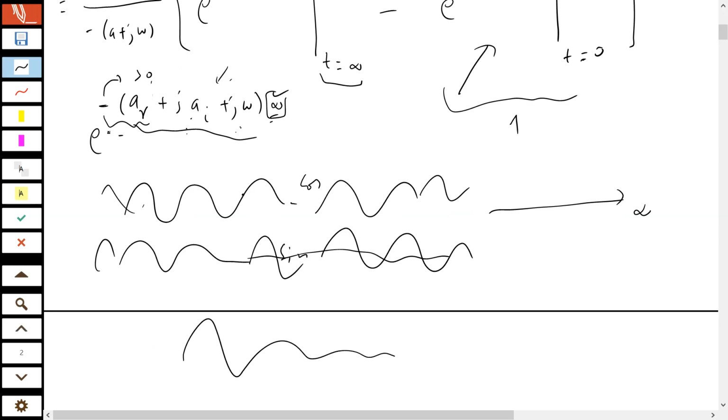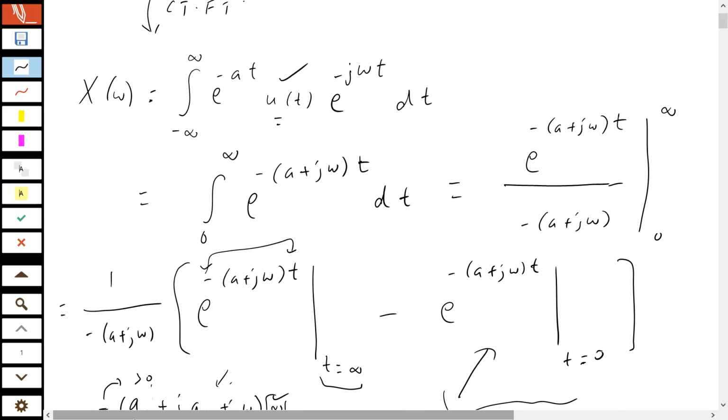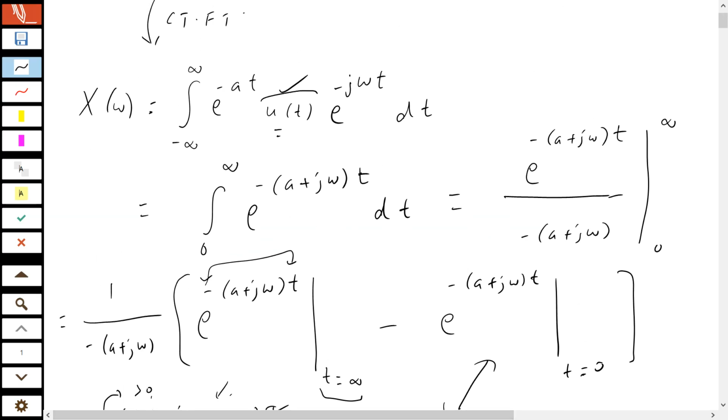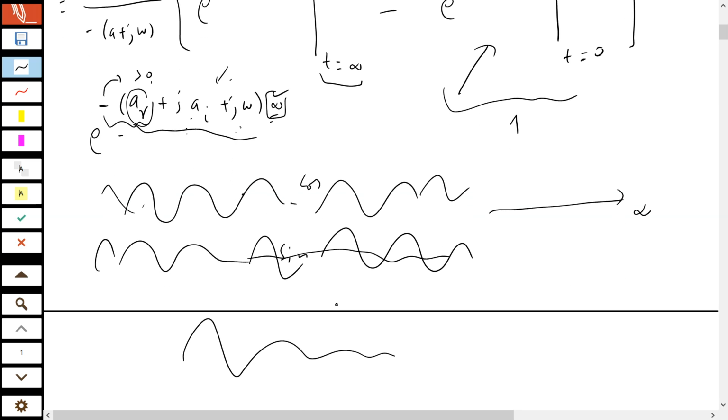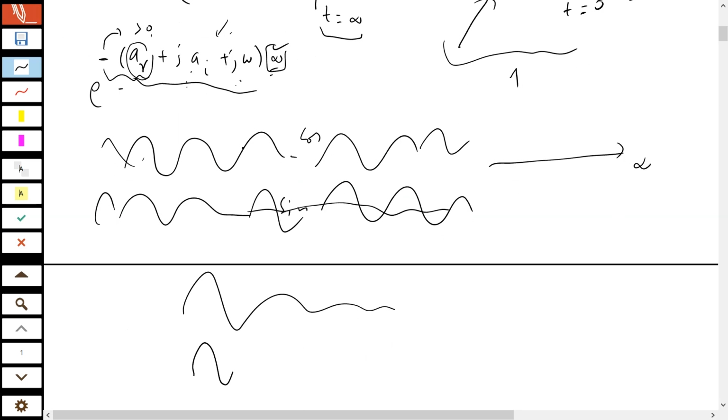We don't need to care about negative time because negative time is zero anyway. We have to thank u of t for that. So we don't need to worry about times before zero. We are only worried about times which are positive. In positive times, this positive real part multiplied with the negative will help this signal to converge to zero. Both these cosines and sines, which are parts of the complex exponential, will approach zero.